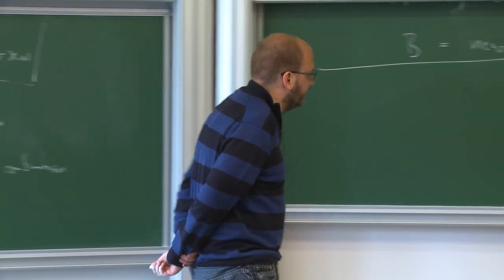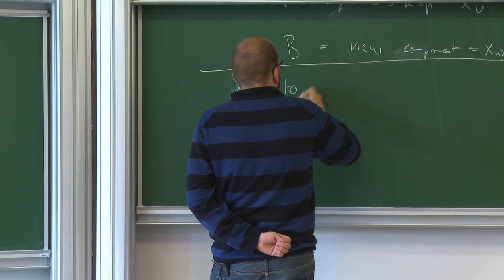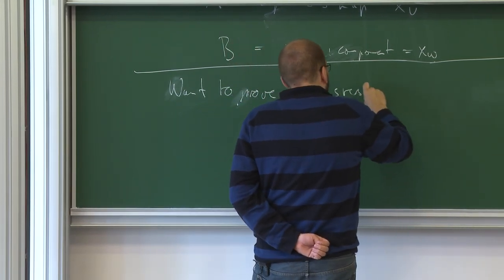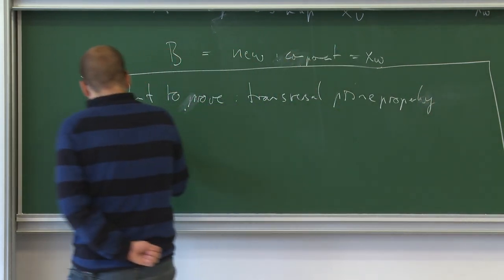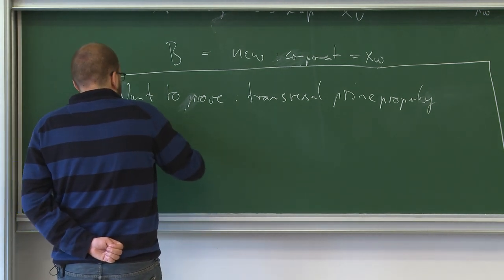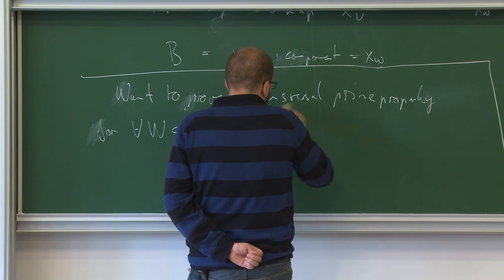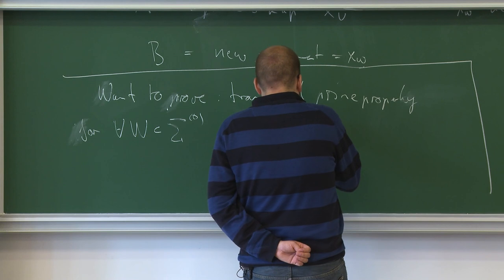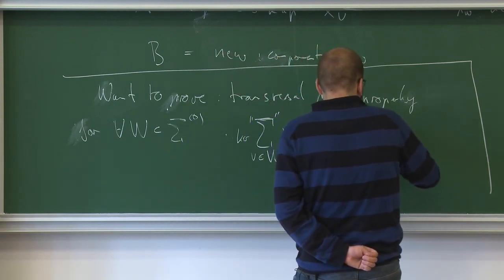So, what do you want to prove inductively then? Well, you want to prove the following property. We want to prove the transversal prime property: for all subsets W of the vertex set of your sphere sigma, if I take the generic linear combination of the XV, where V goes over the elements in my index set, then the kernel of this should be the intersection of the kernels of the elements XV.